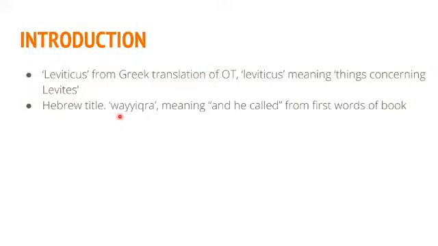The Hebrew title is Vayikra, and that means "and he called," from the first words of the book. So the first words of the book of Leviticus in Hebrew are "and he called." One of the regular customs of the Hebrews was to title their books with the first words used in the book. They would usually just call the entire book by those first words. So in the Hebrew form, this is the name of this book that we call Leviticus.